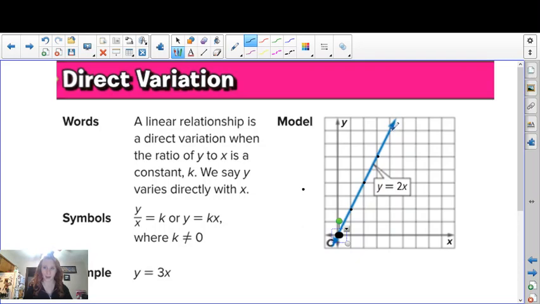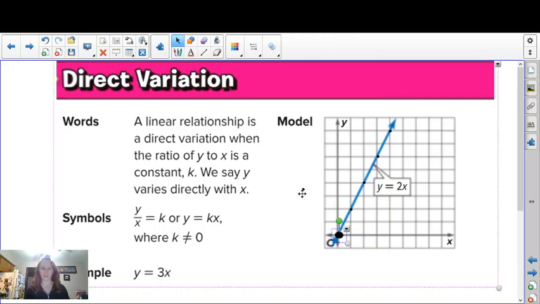I have a constant relation of 2, where that constant slope is causing me to go up 2, then to the right one, then up 2 to the right one, then up 2 to the right one. And it keeps constantly doing that. It does not change.